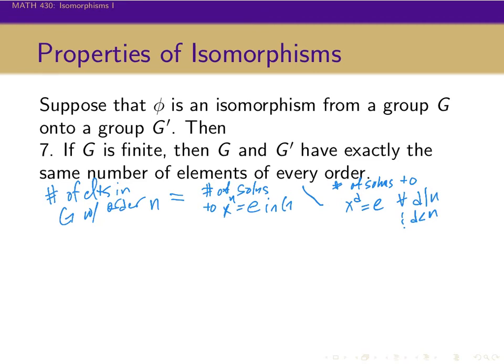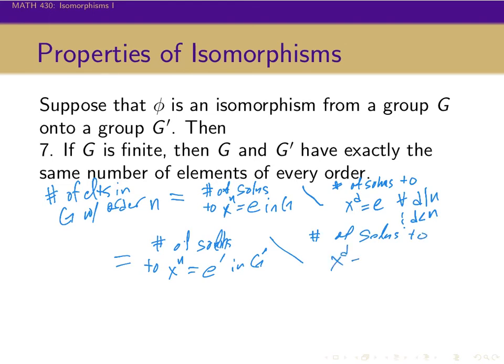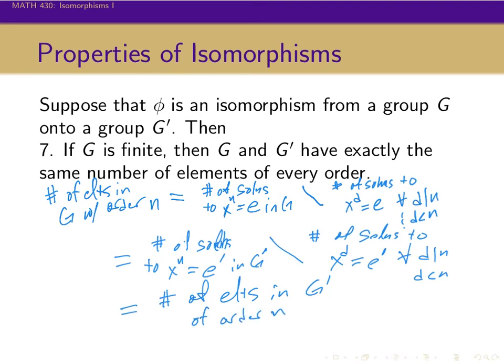And so then this draws back to the last property that we proved, saying that the number of solutions to each of these sets is all going to be equal. And so this is equal to the number of solutions to x to the n equals e prime in G prime minus the number of solutions, this is in G prime, to x to the d equals e prime for any d that divides n, d less than n. And then that's equal to the number of elements in G prime of order n.